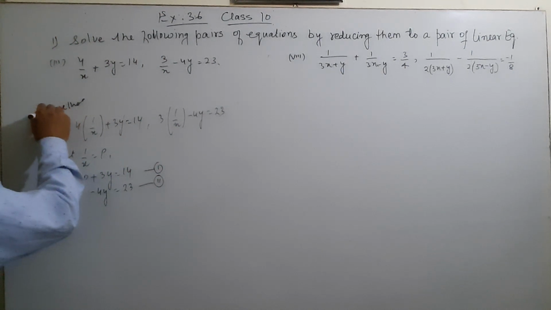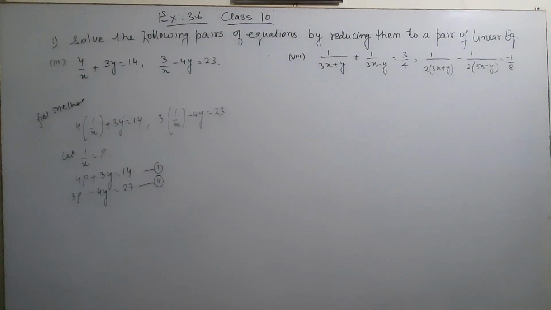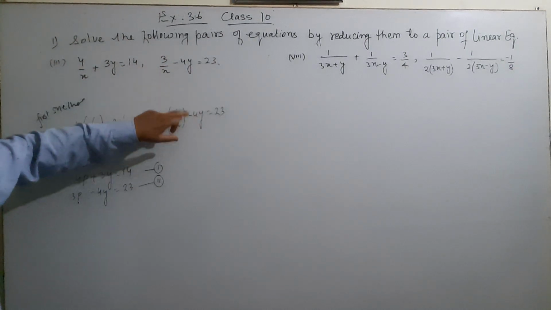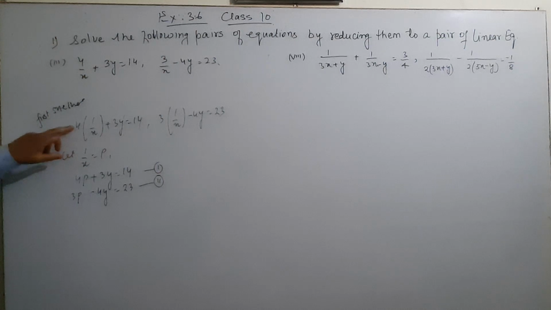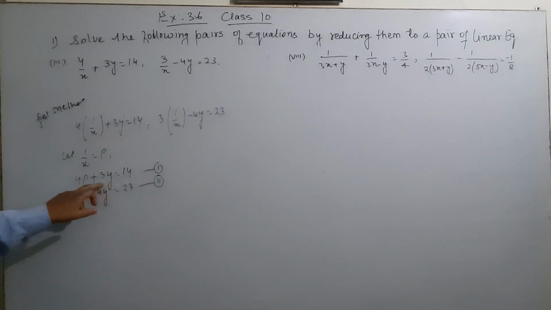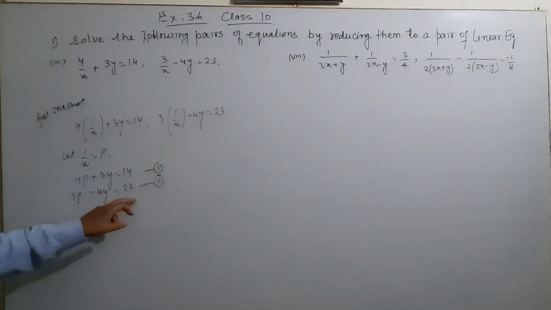And the second method, I am again explaining. You have to break 4 upon x, 4 bracket 1 by x plus 3y is equal to 14. 3 by x means 3 bracket 1 by x minus 4y is equal to 23. We have to let 1 by x be equal to p. So that is 4p plus 3y is equal to 14. It means here is 3p minus 4y is equal to 23.